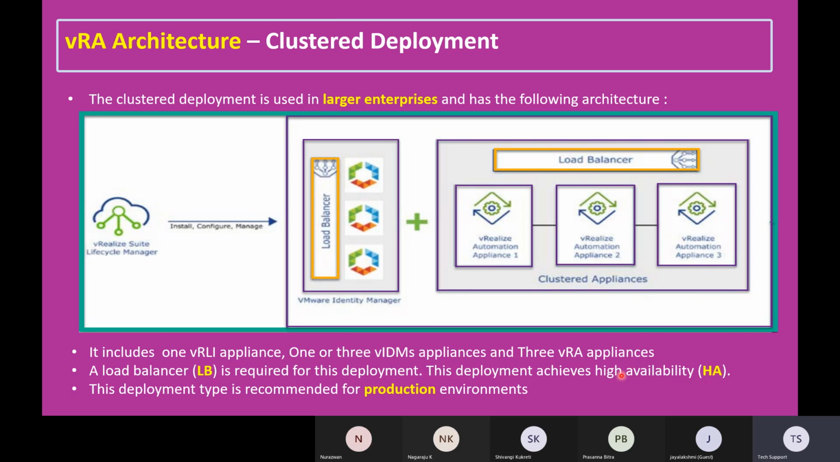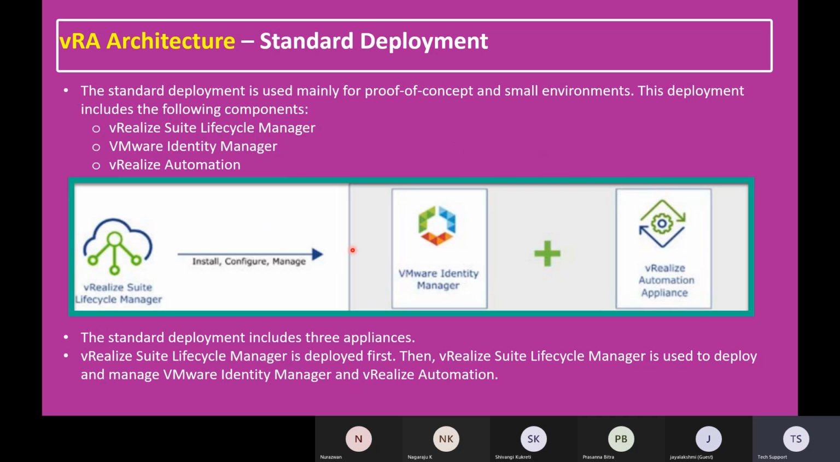This deployment achieves high availability, so I highlighted this point. And this deployment type is recommended for production environments. Normally for production environments, we always go with a clustered deployment. For small environments like test and development, you can go with a standard deployment.